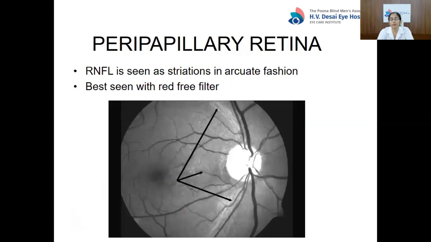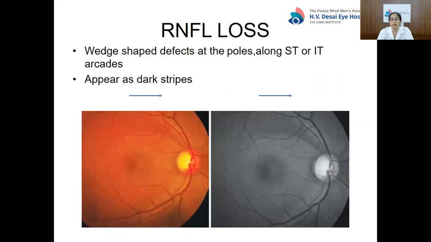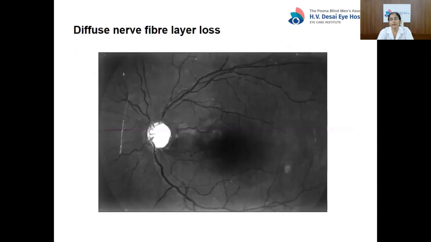The normal retinal nerve fiber layer appears as refractile striations extending radially from the poles. The loss of axonal bundles is seen as defects in the retinal nerve fiber layer. These defects appear as dark stripes in the peripapillary area, parallel to the normal retinal striations. Nerve fiber layer loss can be seen as slit-shaped or wedge-shaped defects arising from the superior or inferior poles, and these appear as dark stripes. There can also be diffuse nerve fiber layer loss. These defects often correlate with neural rim loss and visual field changes.